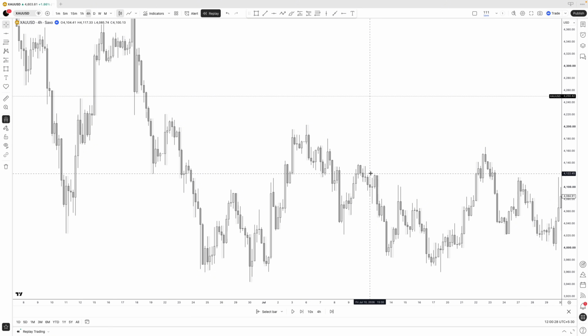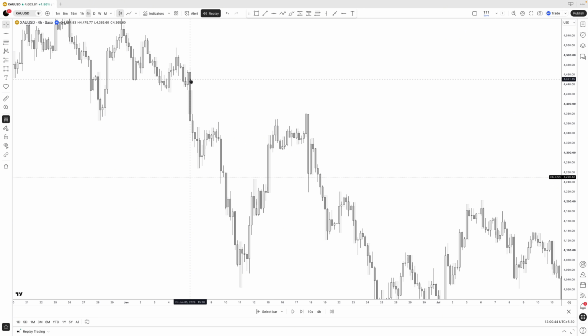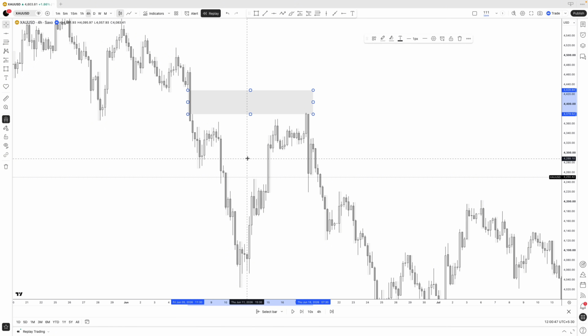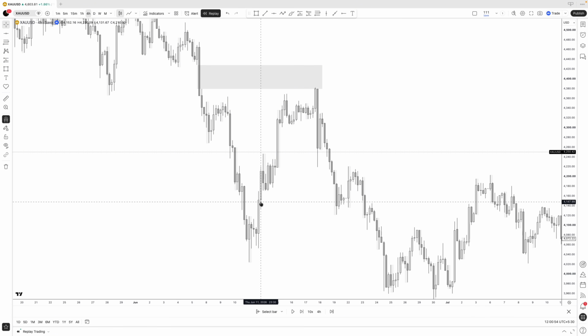And then we have fair value gaps or else imbalances. These are formed when price moves aggressively in one direction, like for example here. You can see how the market pushed lower very aggressively, and that left behind an imbalance inside this candle. So price can later trade back into it and use that area as a resistance to push price lower. So here's another example right here. There was a strong move to the upside, leaving behind an imbalance inside this candle, and that level can later be used as a support.